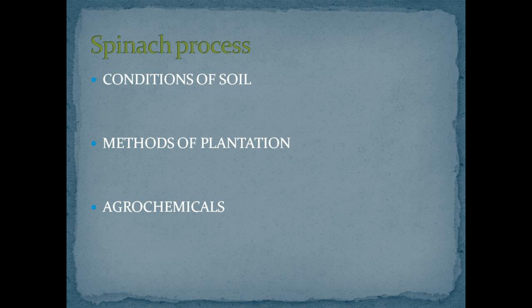I will divide my presentation into three parts. The first part will talk about the cultivating conditions. I will mention the conditions of soil and seed development. The second part will mention the methods of plantation. In the third and last part, I will talk about the use of agrochemicals in spinach. I will mention some pros and cons of the use of agrochemicals.